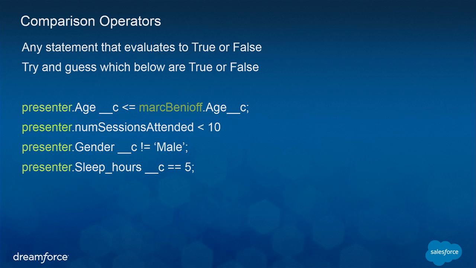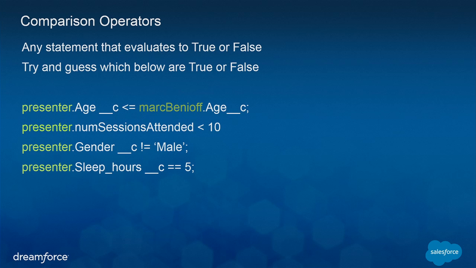These are our comparison operators. You guys may already be really super familiar with these from formulas. I just want to point out that the last example is presenter.sleephours__c is equal to 5. I'm not sure I got that many hours last night. There are 2 equal signs there. If I were setting the variable presenter sleep hours, I would use 1.